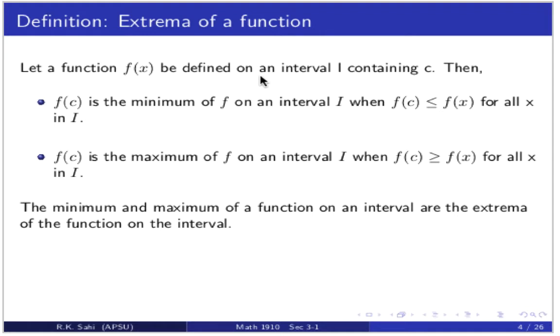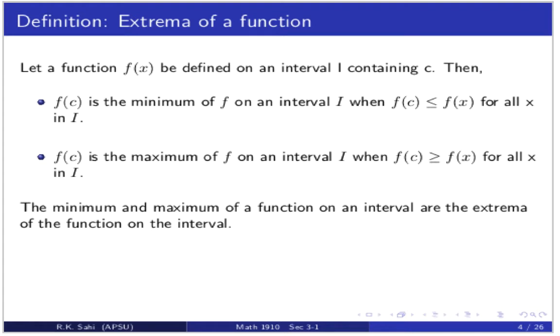If we have a function defined on an interval I containing C, then f of C is the minimum of f on an interval when f of C is less than or equal to f of x for every x in that interval. Similarly, f of C is the maximum of this function if it is greater than or equal to f of x for every value in that interval. So the minimum and the maximum of a function are called the extrema of the function on this interval.